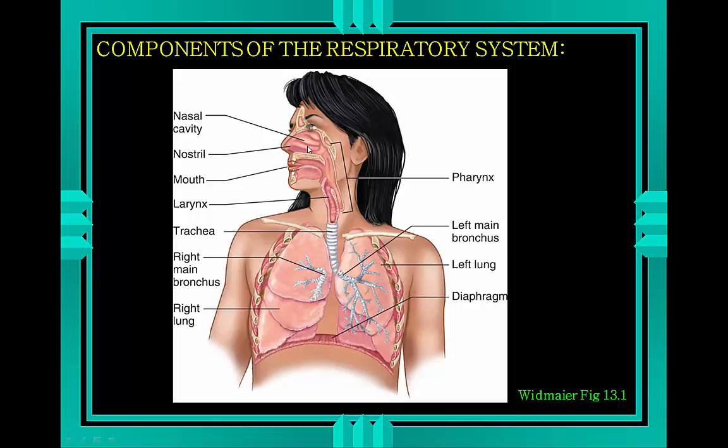Now, back to this fluid, we produce about 200 mils on average of fluid a day from this region. So as I said, it plays a big role in the removal of large particles and, as we'll see later, protects the very delicate structures of the lung from infection. So important protective role.